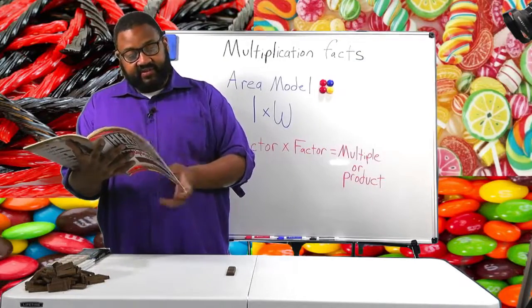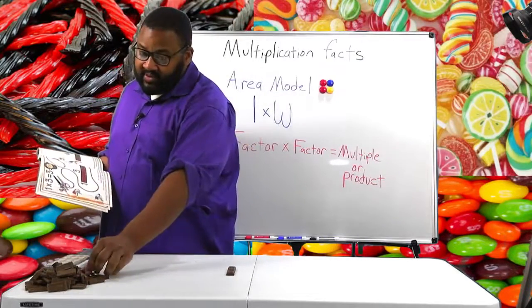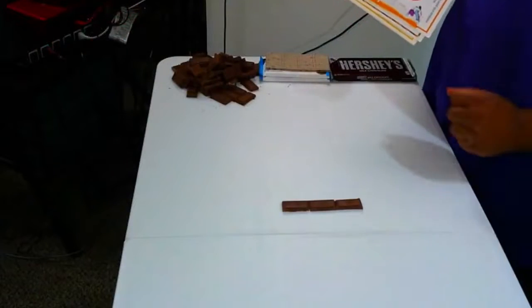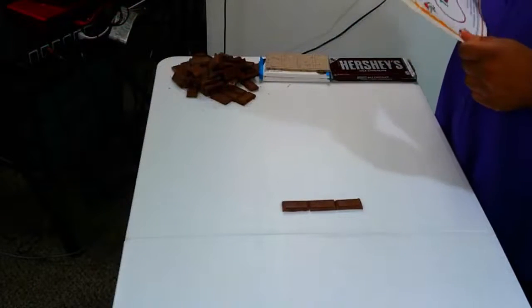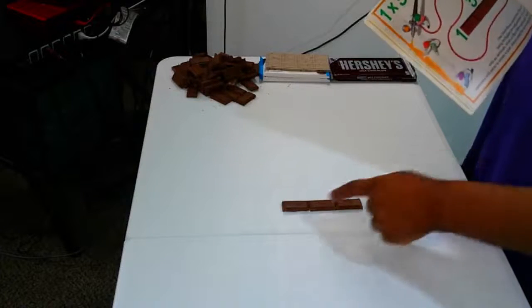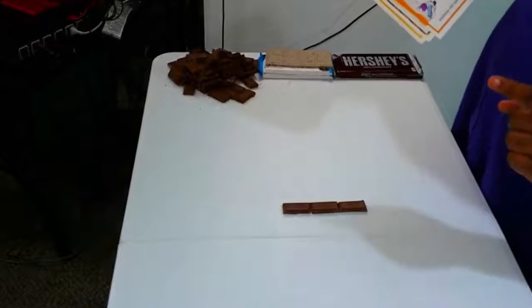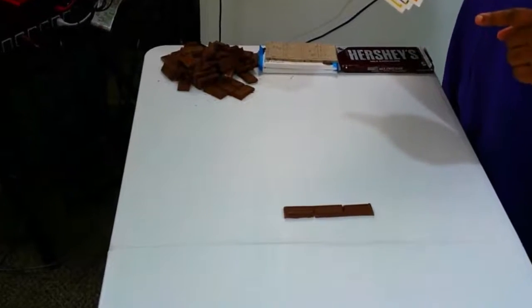Turning the page. Woo, it's smelling good, folks. I'm going to put another third one right here. Now, this is 1 row of 3, or 1 times 3. 1 times 3 equals 3.